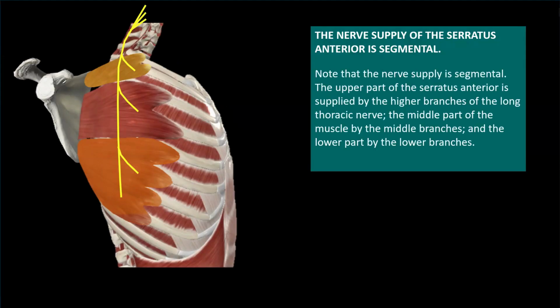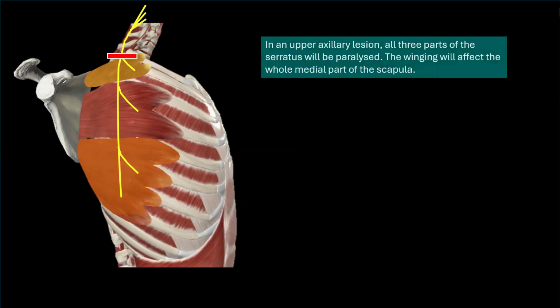The upper part of the serratus anterior is supplied by the higher branches of the long thoracic nerve. The middle part of the muscle by the middle branches and the lower part by the lower branches. What is the significance of knowing this? In an upper axillary lesion, all three parts of the serratus will be paralyzed. The winging will affect the whole medial part of the scapula.